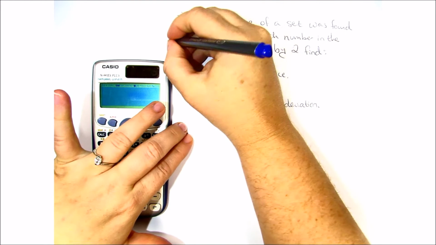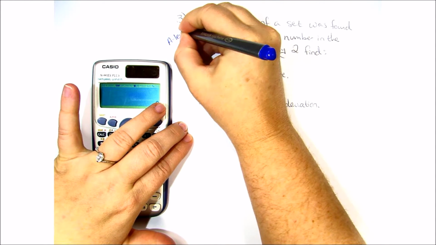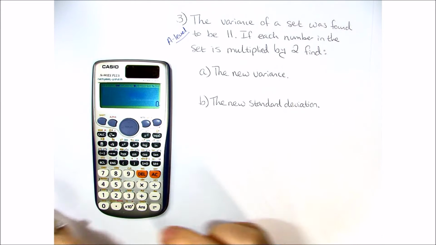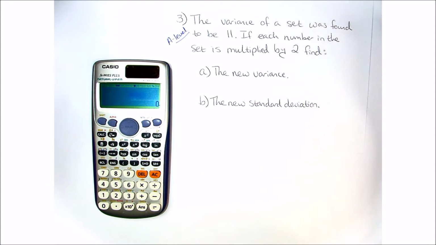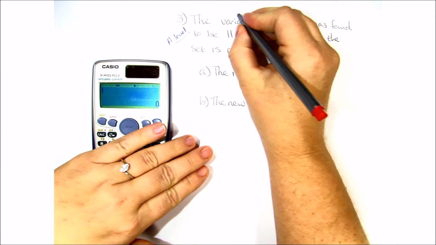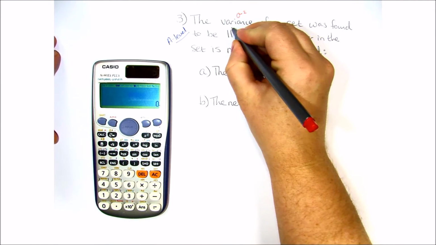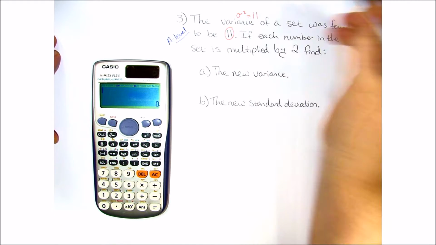an A-level question, meaning that it is really designating who's going to make the A's and who's going to make the B's for the final test. Let's go ahead and read through this. The variance of a set was found to be 11. Okay, well, we know that variance is just our standard deviation squared, and this was found to be 11.